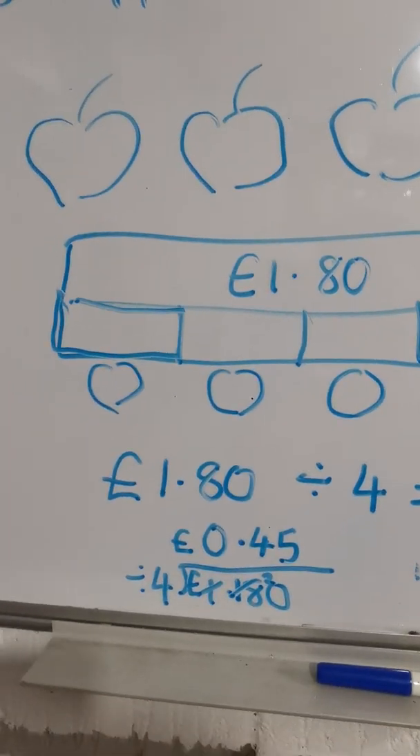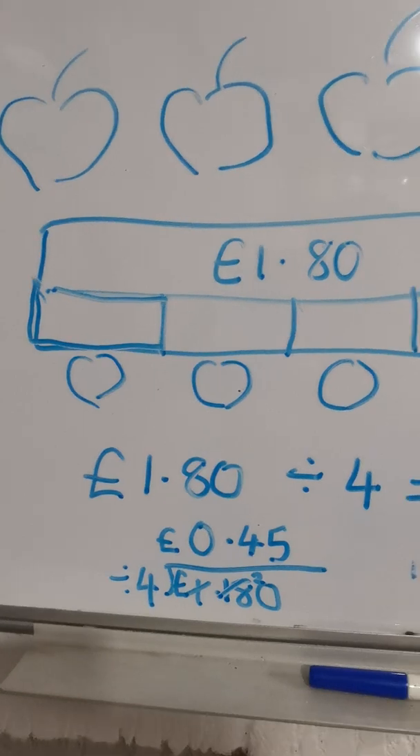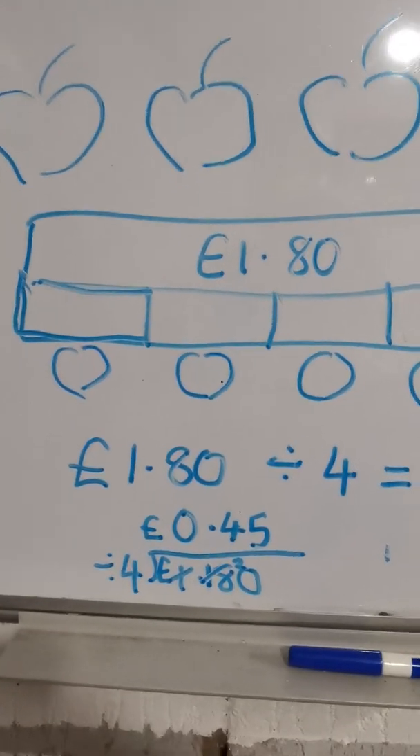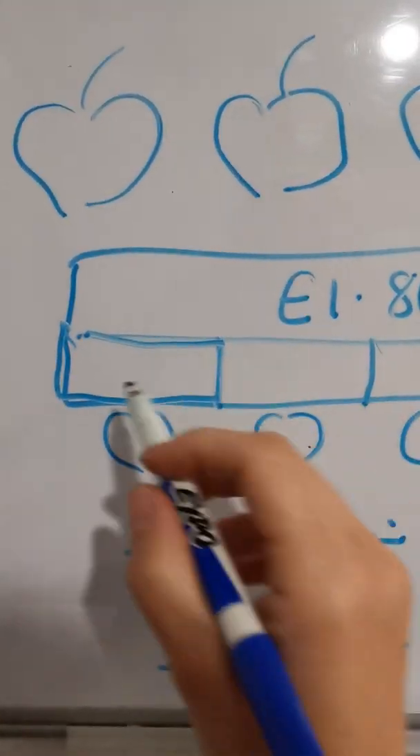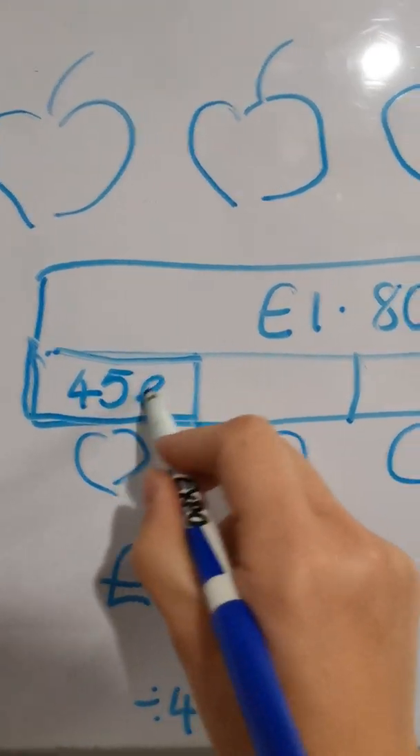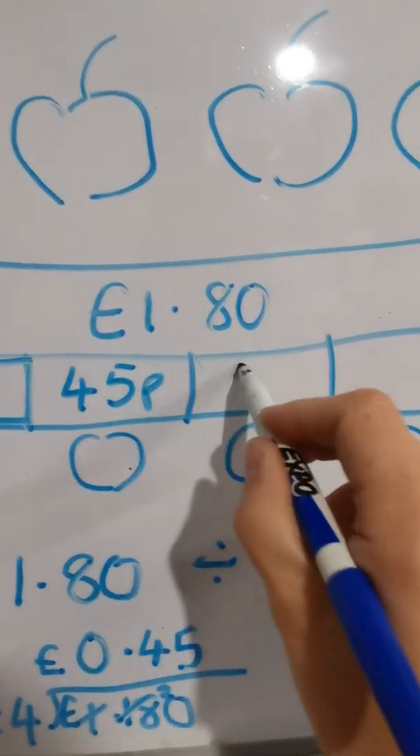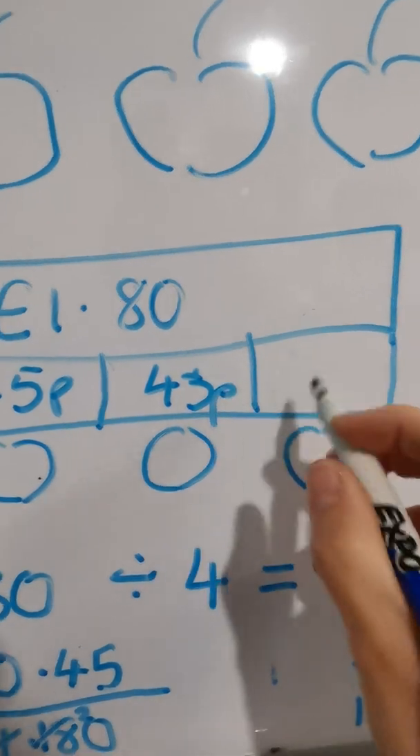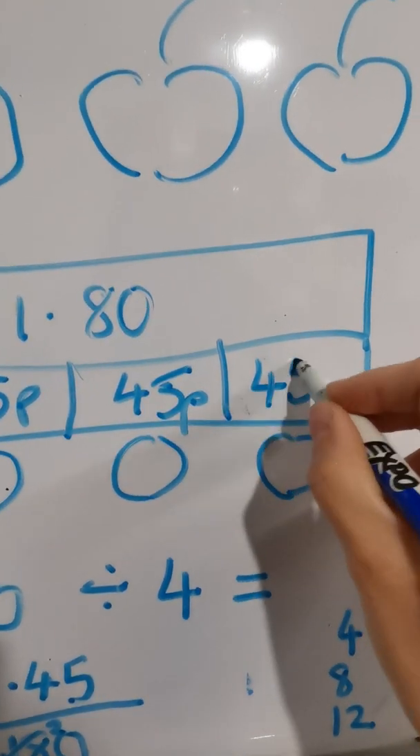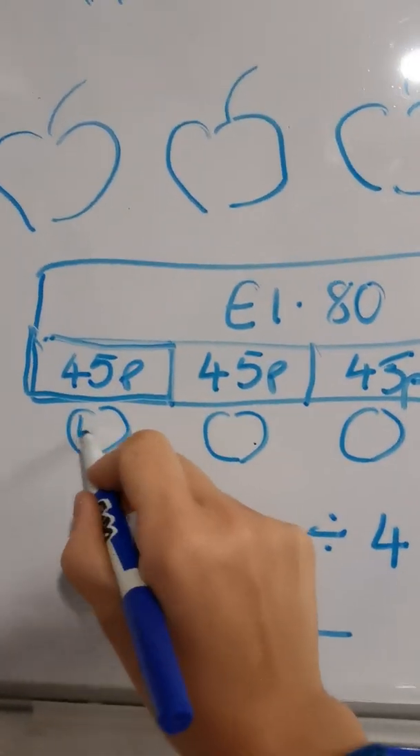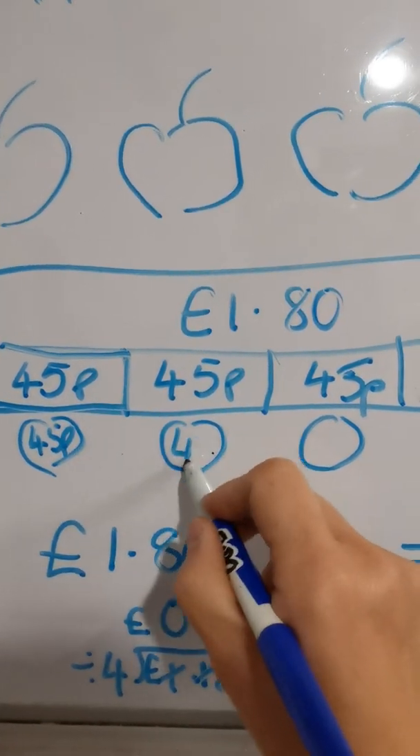Some of you will have been able to do this mentally by doing halving and halving again. So well done if you use that strategy. So what I'm going to do now, I'm going to write 45 pence into each of my sections here on my bar model. Okay, because I know that one apple is going to cost 45p.